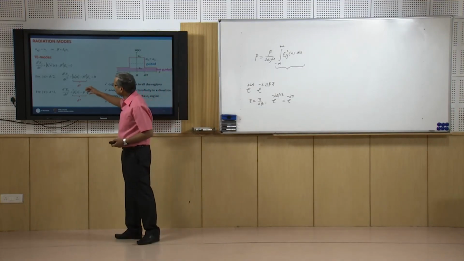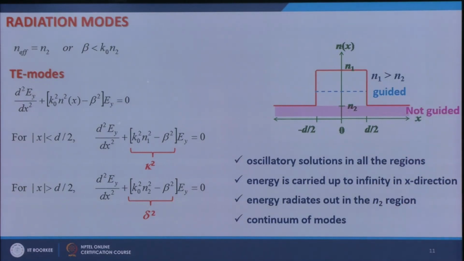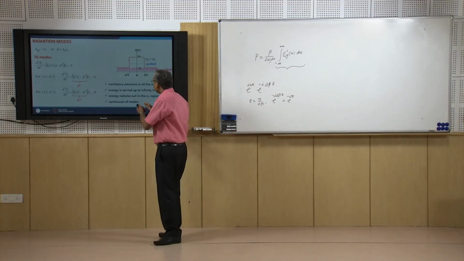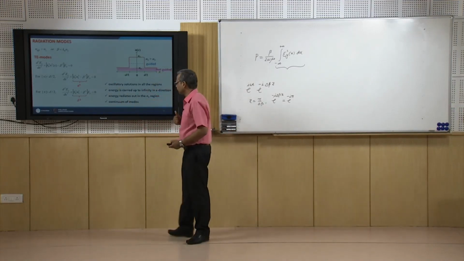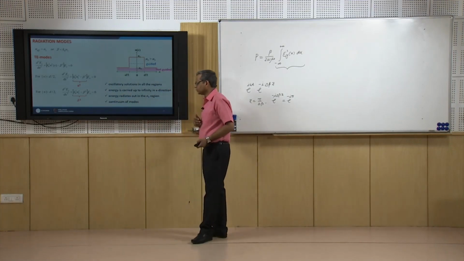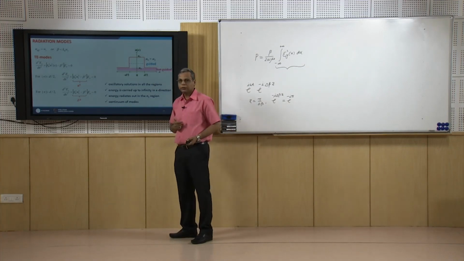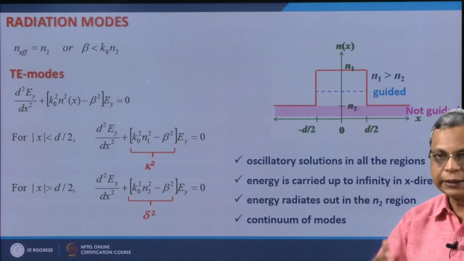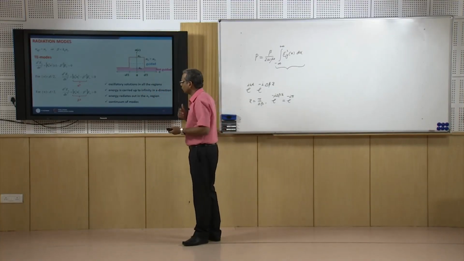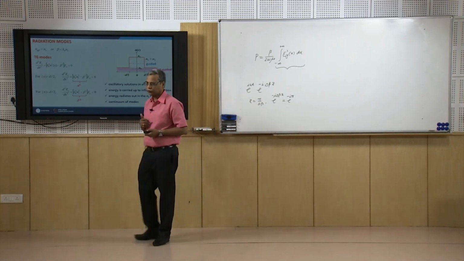I will have oscillatory solutions here as well as here. So, everywhere I will have oscillatory solutions, which means that energy is carried up to infinity in x direction, that is, energy radiates out in the n2 region. These kinds of modes are known as radiation modes because the energy radiates out corresponding to these modes, and they form a continuum. They are not discrete modes, so they form a continuum of modes.